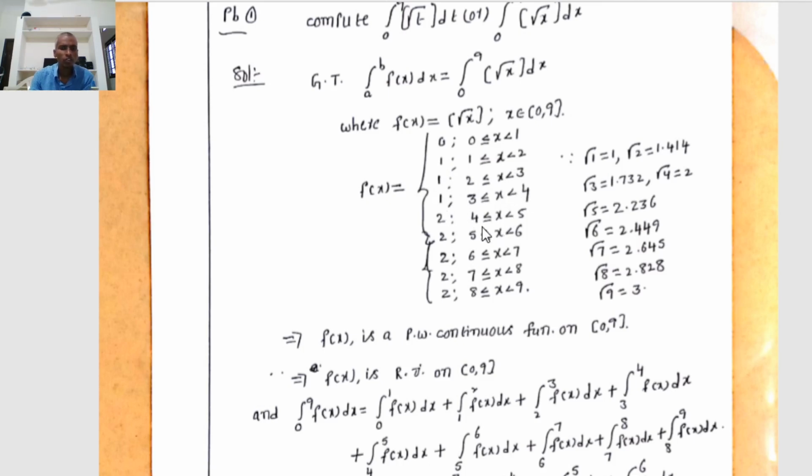Similarly, we substitute x values 4 ≤ x < 5. Suppose x = 4, that implies √4 = 2. Therefore, 2 is an integer, and the integral part of 2 equals 2.